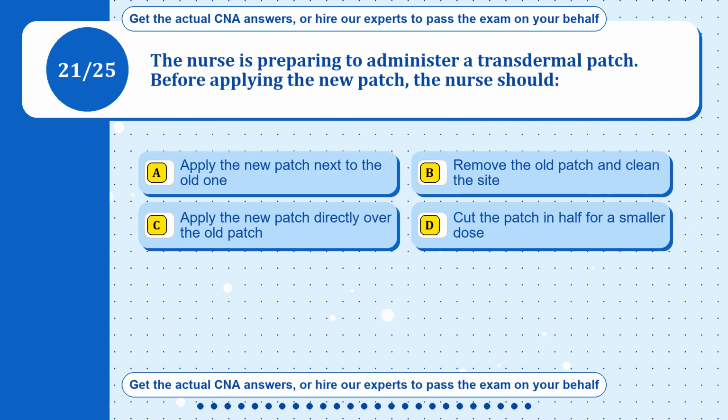Question 21. The nurse is preparing to administer a transdermal patch. Before applying the new patch, the nurse should: Option A, apply the new patch next to the old one. Option B, remove the old patch and clean the site. Option C, apply the new patch directly over the old patch. Option D, cut the patch in half for a smaller dose.